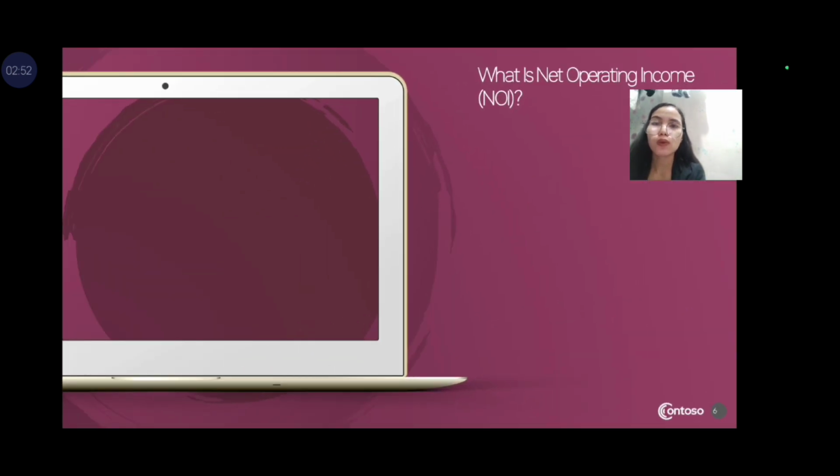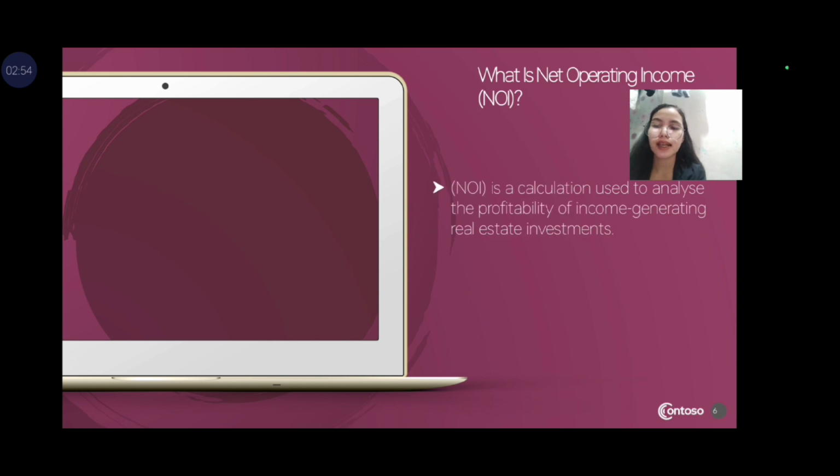So the next one is, what is net operating income? NOI is a calculation used to analyze the profitability of income-generating real estate investments. NOI is the sum of all property revenues less all running costs that are deemed reasonable. NOI is a before-tax figure appearing on a property's income and cash flow statement that excludes principal and interest payments on loans, capital expenditures, depreciation, and amortization.